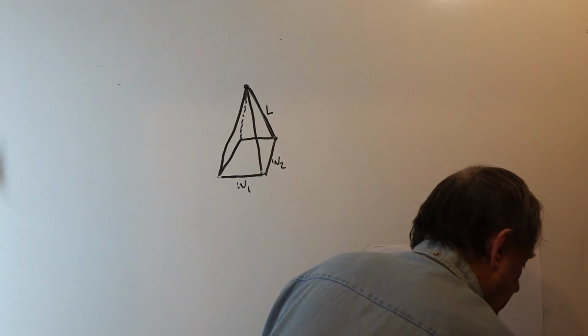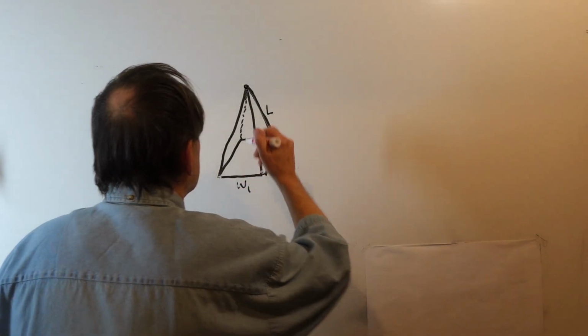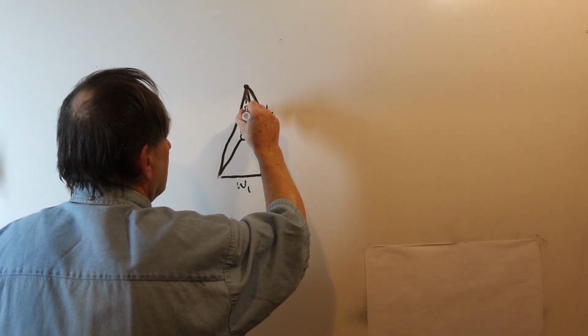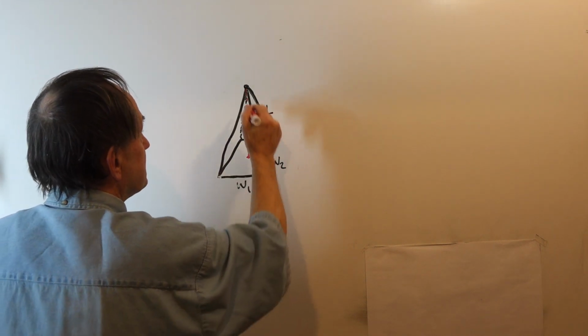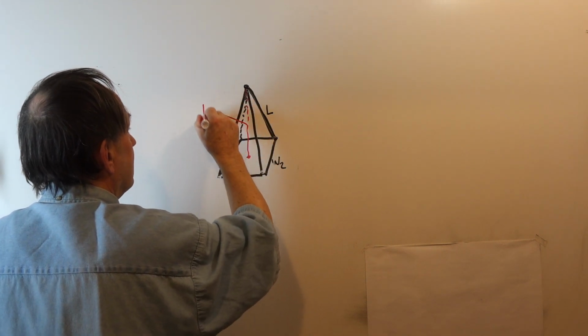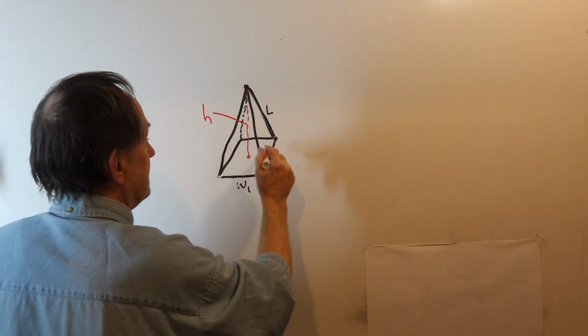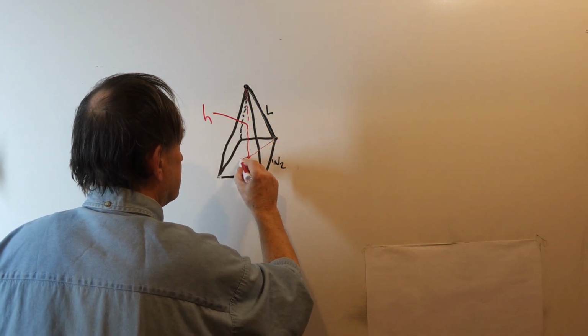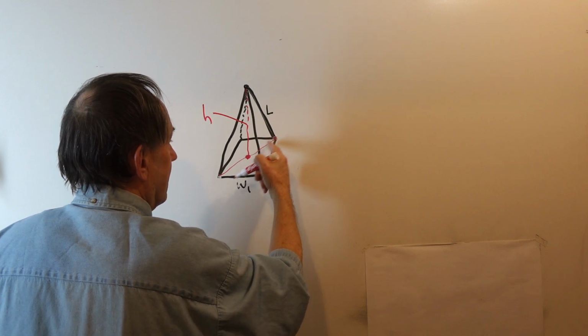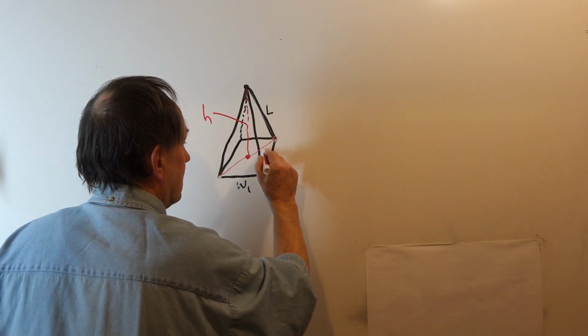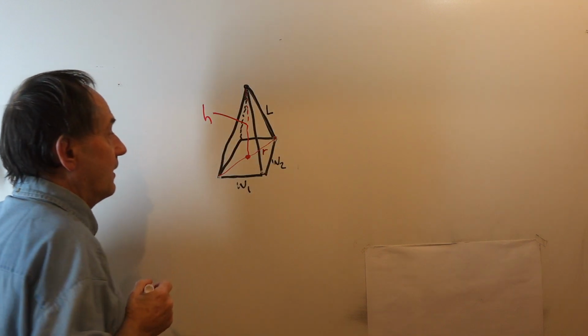Now, we also need to know the height of the pyramid. That's from the center of the base on up to the apex. We'll call that height H. And then going across from the center to one of the vertices on the edge, we'll call that little r for radius.